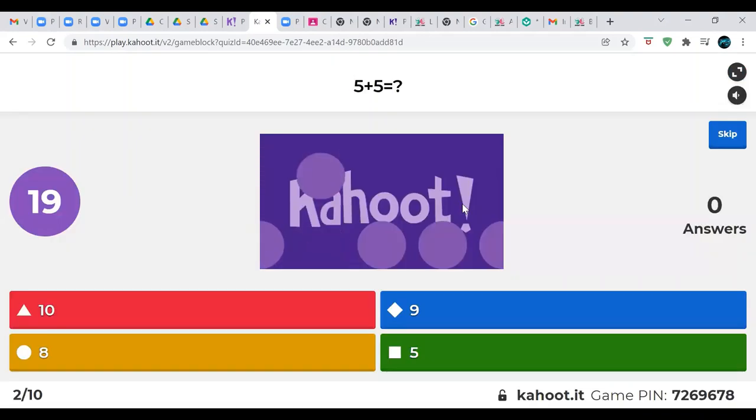Right, and I still added some addition and subtraction problems, so you guys don't forget.